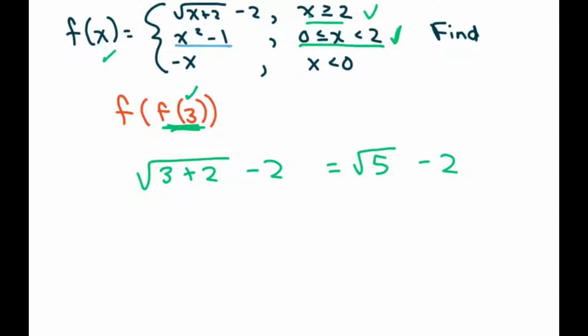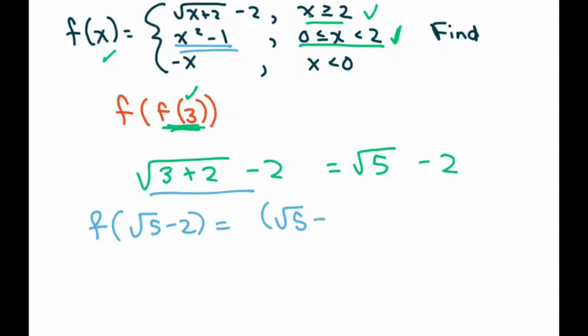So now we use f of this whole thing, which is the square root of 5 minus 2, and you plug it into this. So we get the square root of 5 minus 2, squared, minus 1. I just plugged it in there.